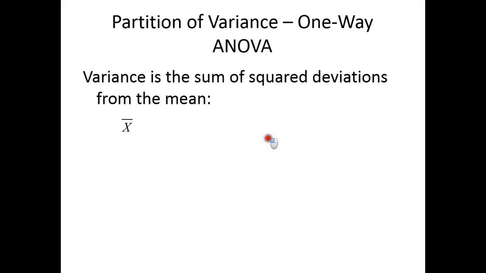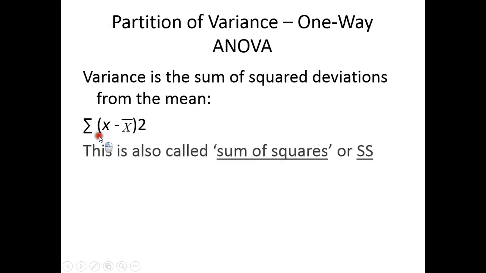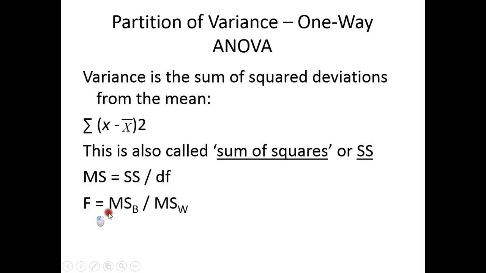So just another reminder, variance is the sum of the squared deviations from the mean for a particular sample. So it's the score minus the mean squared, and you sum that together. This is also called sum of squares, or SS, and if you divide that by the degrees of freedom, you get the mean sum of squares, MS. It's MS that is used in the calculation of F ratios, and SS that is used in the calculation of effect sizes. So F equals MS between groups over MS within groups.